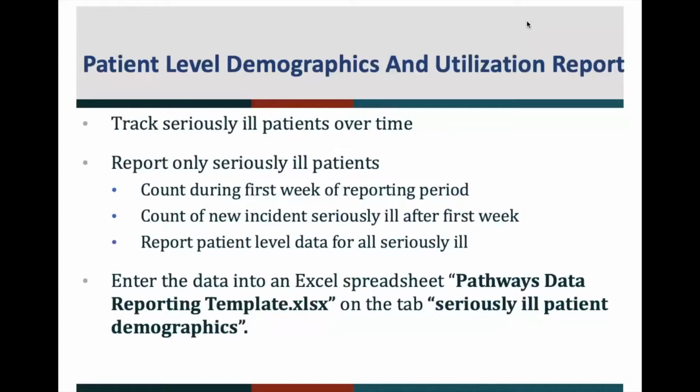And then after you have that first number, you count all the new incident cases throughout the month. But you'll report data for all of the seriously ill patients within the practice seen during the entire month. But during the first week, for example, next week when May starts, we ask that you, at the end of the week, write down all the seriously ill patients that have been seen.